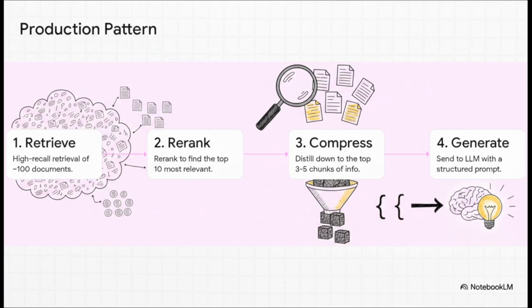You start wide, retrieving maybe 100 documents. Then you re-rank to find the top 10. But even that's often too much. The third step is to compress those 10 down to the absolute essential information, just 3 to 5 chunks worth. Only then do you send it to the LLM.